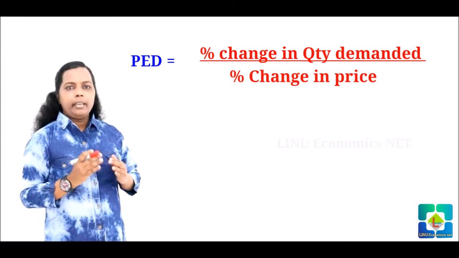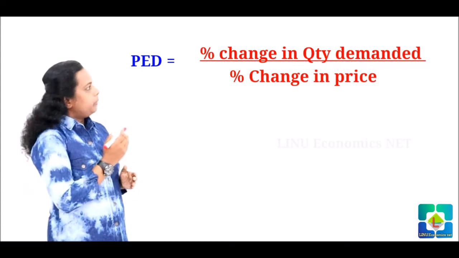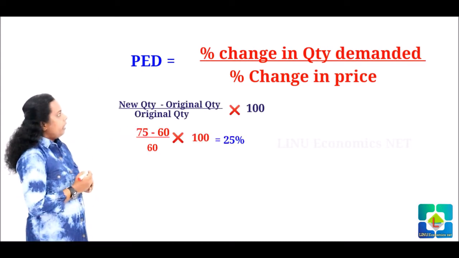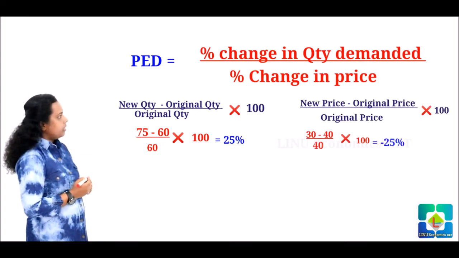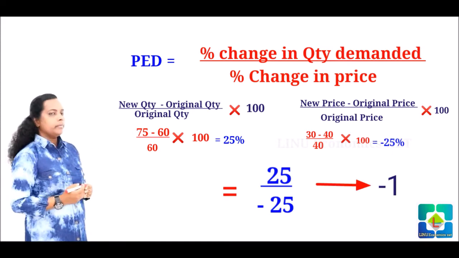Now we can apply that in the price elasticity of demand equation. Percentage change in quantity demanded here is 25% and percentage change in price is minus 25%. So we got the answer minus 1.